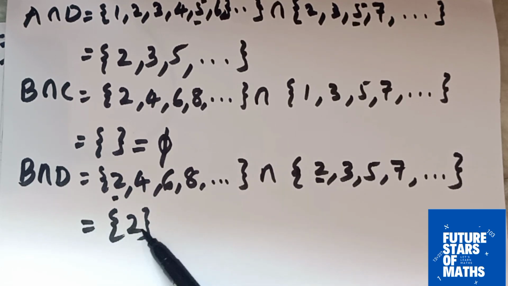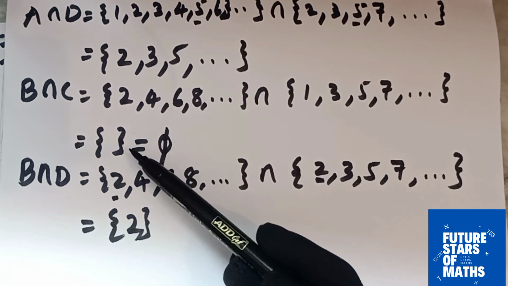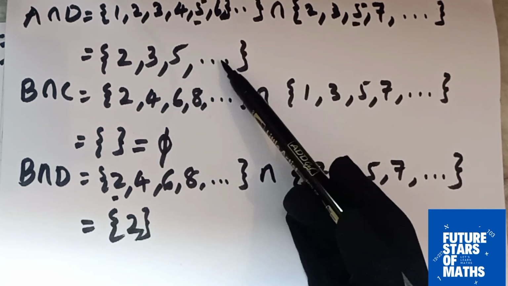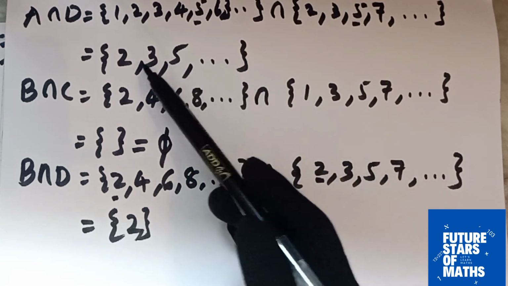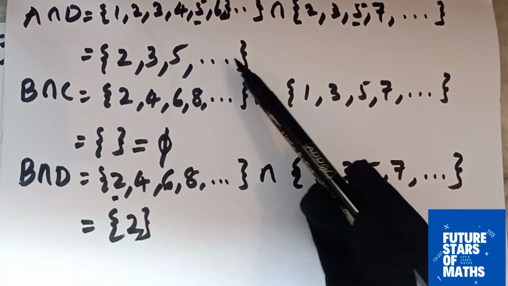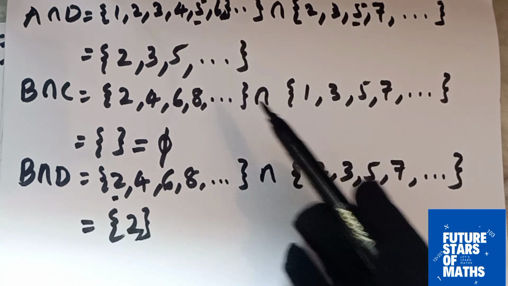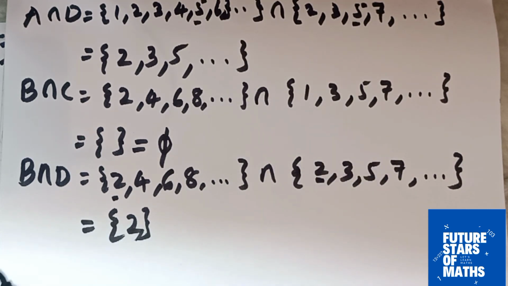So in this set we got only one element. Here we didn't get any element. Here we are getting many elements, that is, we are writing "and so on." That means this set is an infinite set. Okay, you'll learn these finite and infinite sets later in another exercise.